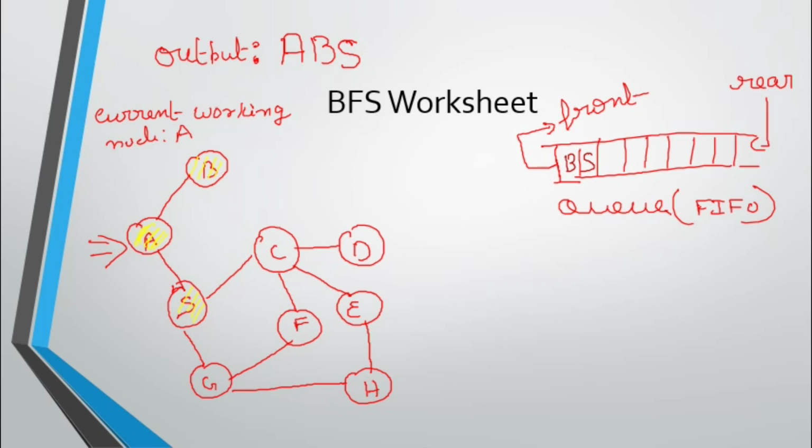How to select the next current working node? That we will come to know using the elements in the queue. In the queue, which is the first element? We have B as the front element. So go to B and delete that B from the queue.